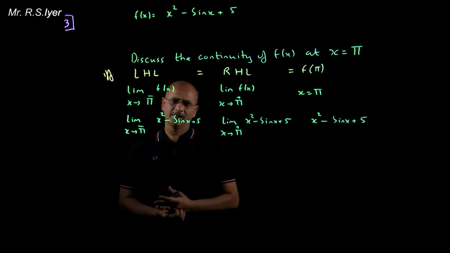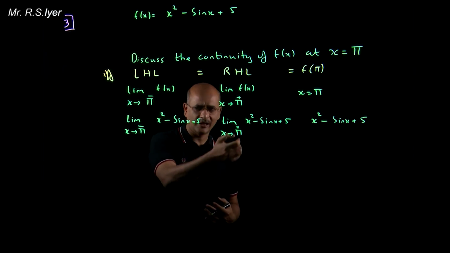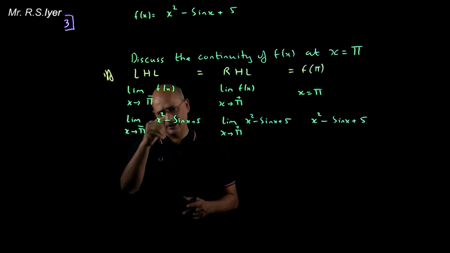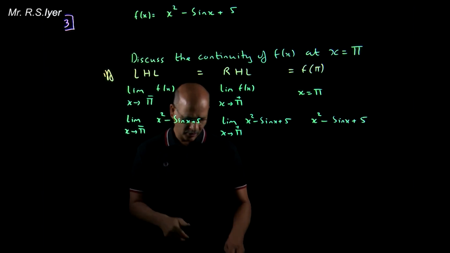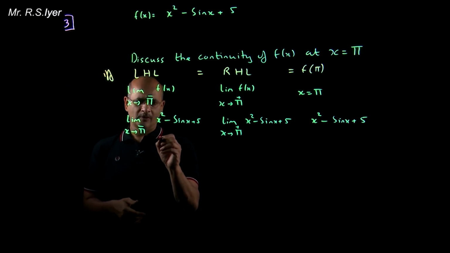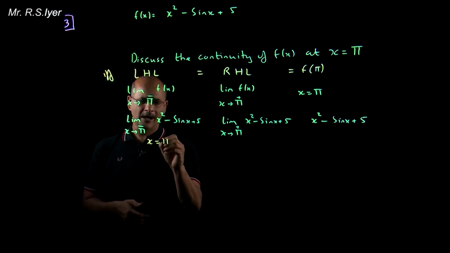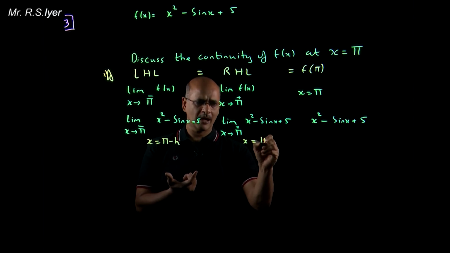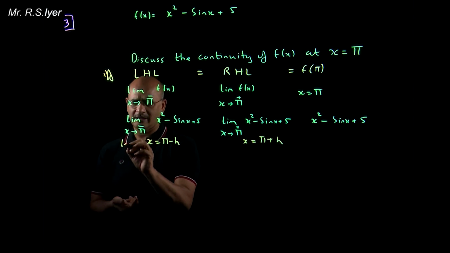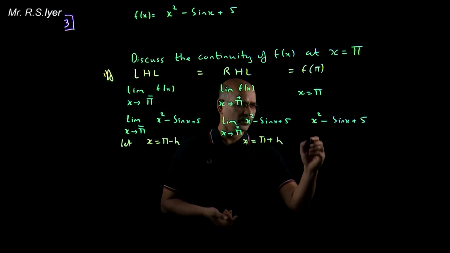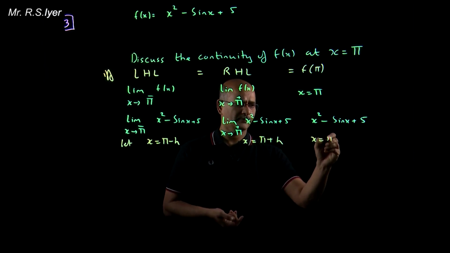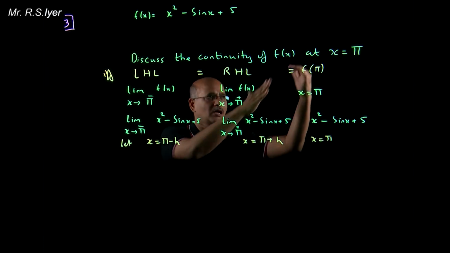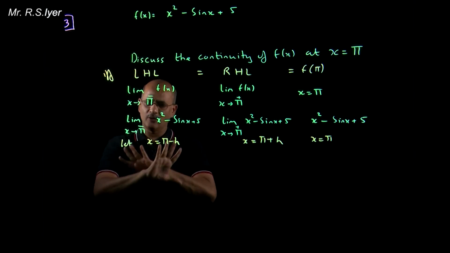So once you have decided pi bar or pi plus, you cannot define the limit without getting a specific value less than pi. So I take h as a small decrement and use a substitution here. I will put x equals pi minus h because it is left of pi. Here I will put x equals pi plus h. I will just write the word let so that it will be clear. And here there is no question, it is nothing but x equals pi. Now the left hand limit, right hand limit, and f of pi are all set up. You have to evaluate, that's it.